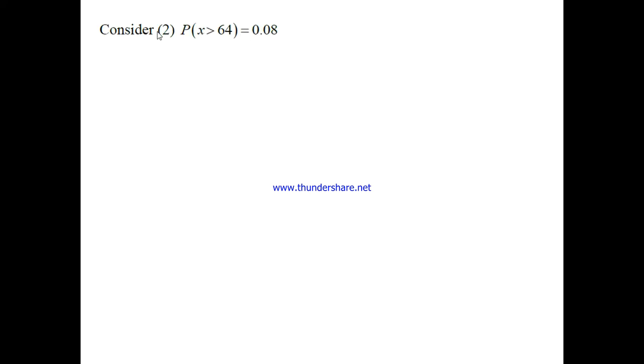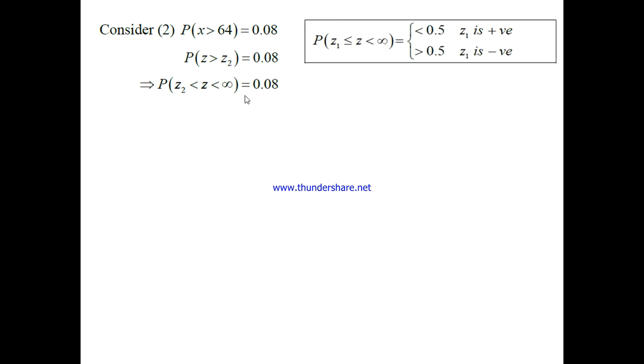And the second data given for us is probability that X takes a value greater than 64 is 8%, or it is 0.08. The corresponding value for Z is Z2. So it is probability that Z takes a value greater than Z2 is 0.08. And when it is greater than Z2, since it is a real variable, it is from Z2 to infinity. And now this value 0.08 is less than 0.5.